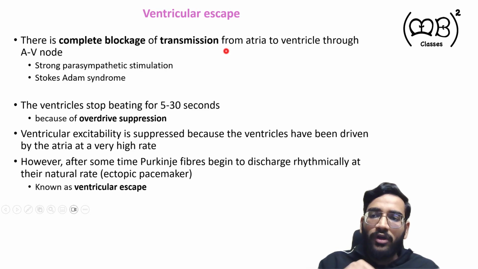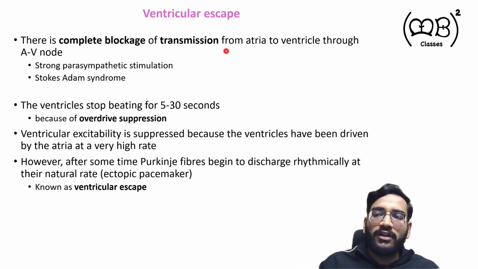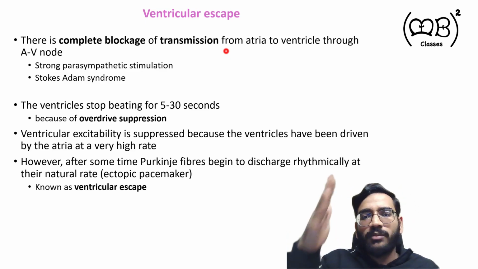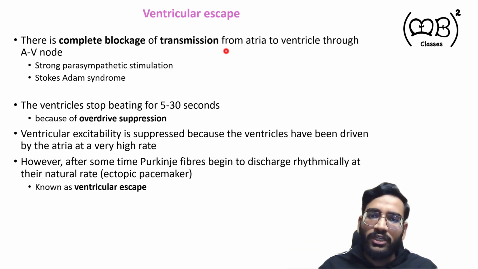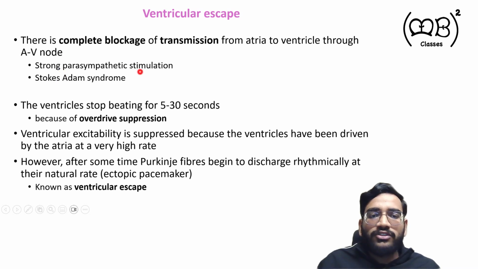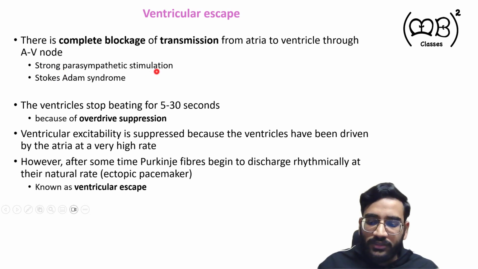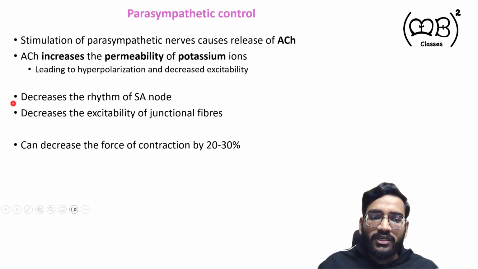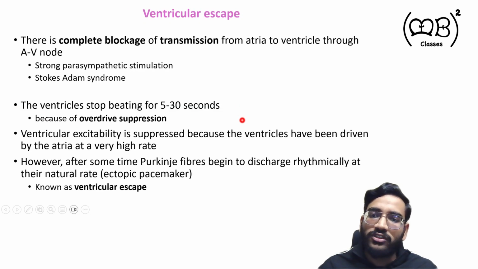As we already saw, an ectopic pacemaker can develop if any other portion of the heart is discharging much more than the SA node, or if there is any blockage of transmission from the SA node to the AV node. So if there is complete blockage of transmission from the atria to the ventricle due to a strong parasympathetic stimulation, as we saw, there is a decrease in the excitability of the junctional fibers and the conduction velocity will decrease.